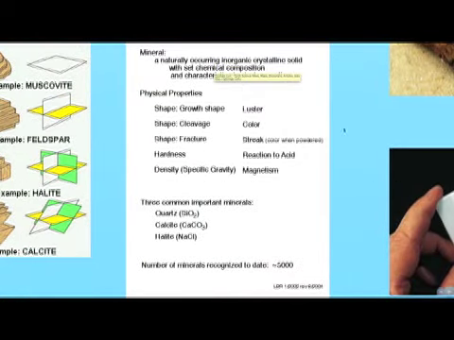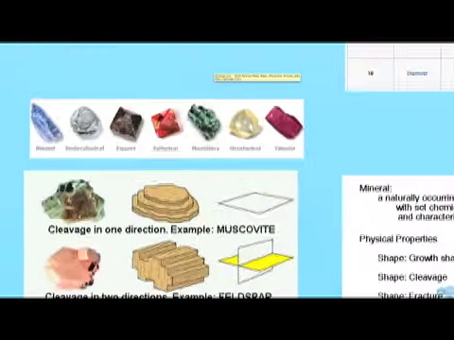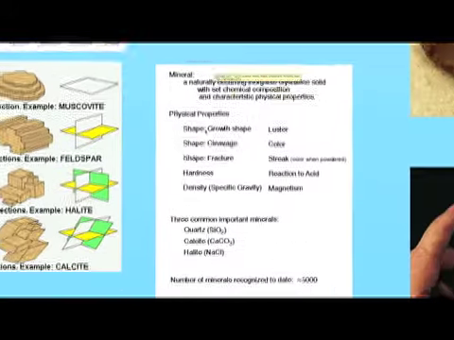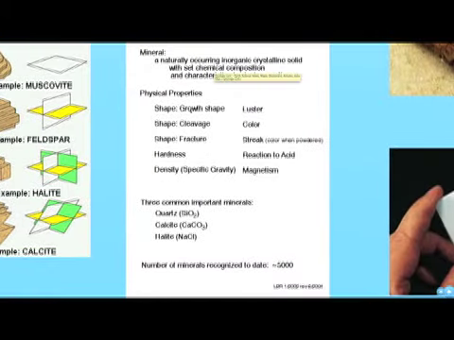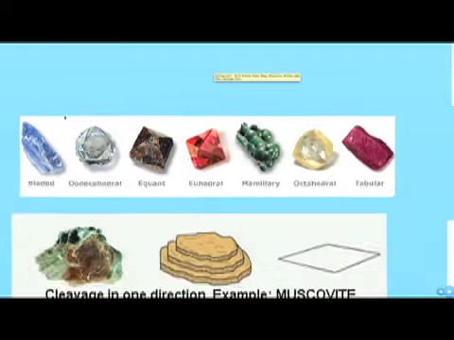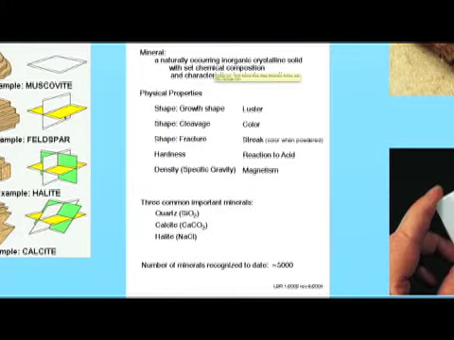So moving on to mineral crystal shape. Here's a bunch of different crystals. These are not really the crystal shapes we like to talk about in detail when we take mineralogy in college, but dodecahedral is a good one. This just gives you a rough visual to show you that crystals have different shapes. Next thing we'll talk about is cleavage and fracture.